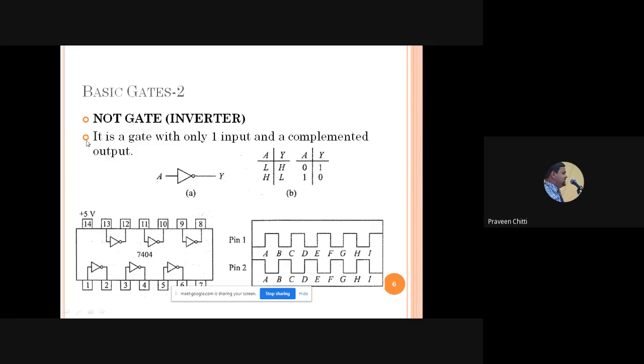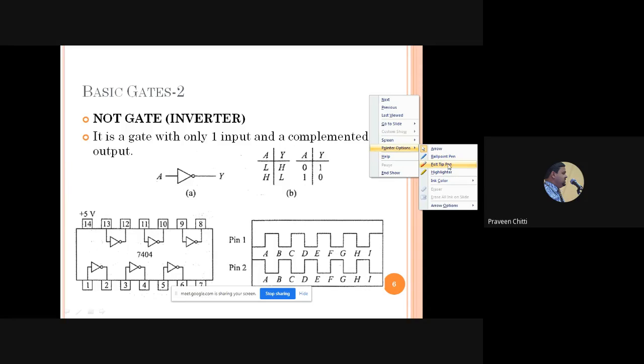So the first basic gate that we will be studying is called a NOT gate, which is also called an inverter. So what is a NOT gate or an inverter? As I told, it is a gate with only one input and a single output, and the output will be the complement of the input. Whatever input you give, the complement of that you are going to get as the output. That gate is called a NOT gate or an inverter, whose circuit symbol or logic symbol is as shown here.